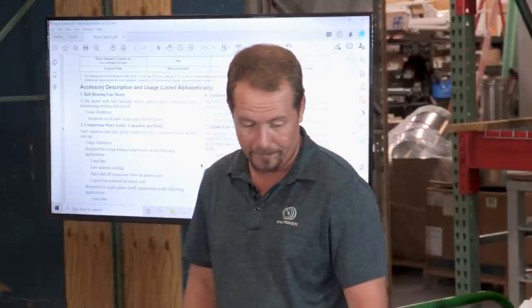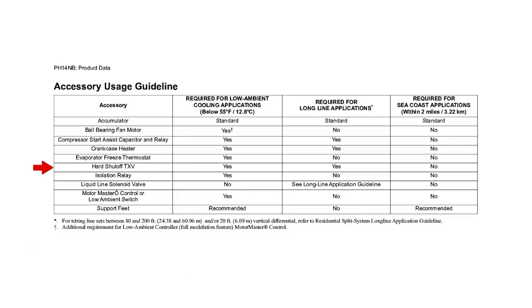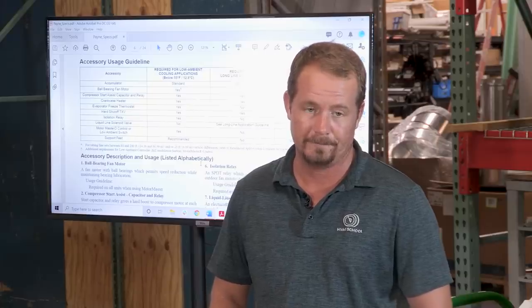our long line application, and those are your most common long line components. Hard shutoff TXV, accumulator, crankcase heater, liquid line solenoid valve. What's the last one? I forgot one. Oh, and hard start kit.